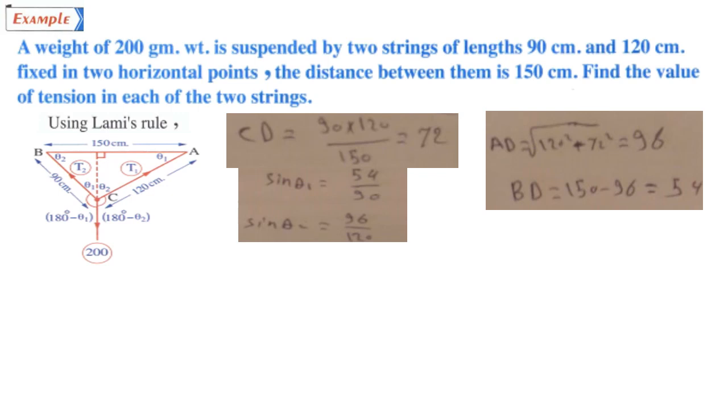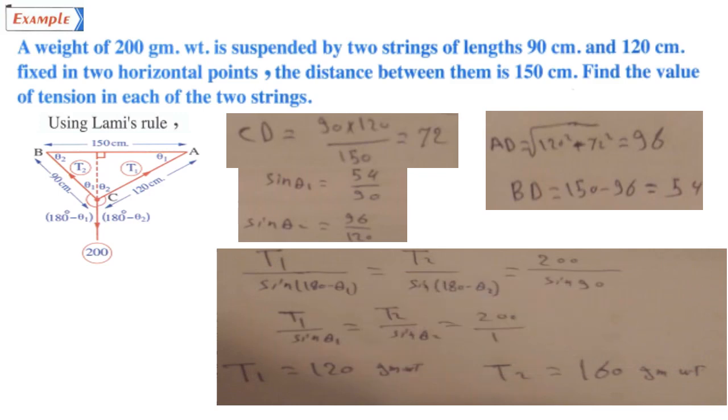We can apply Lami's rule. T1 over sine (180 minus theta 1) equals T2 over sine (180 minus theta 2) equals 200 over sine 90. So T1 over sine theta 1 equals T2 over sine theta 2 equals 200. From this, we can find T1, which is equal to 120 gram weight, and T2, which is equal to 160 gram weight.